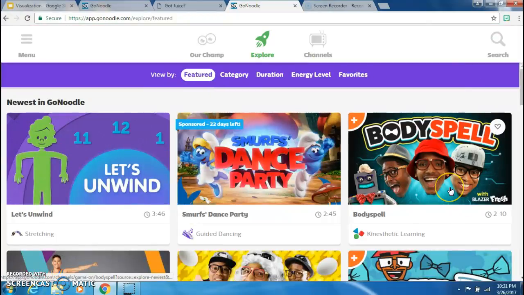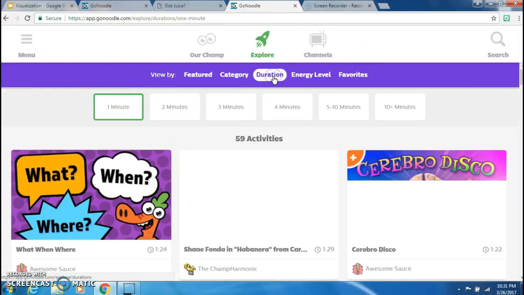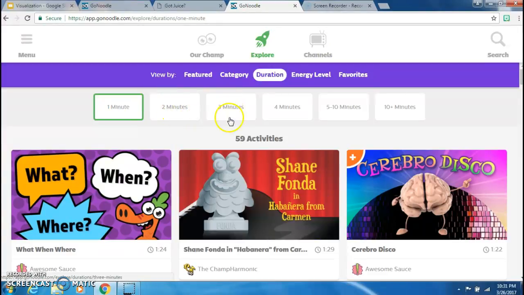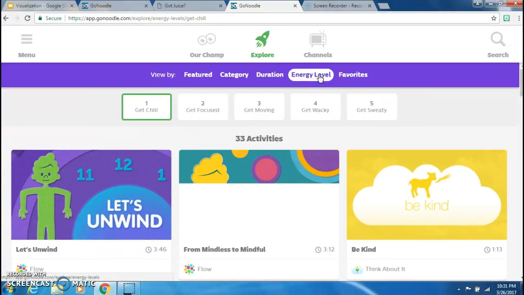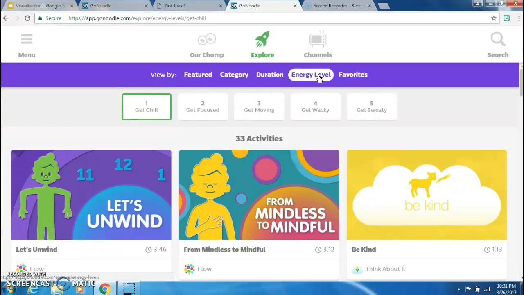Once you hit play and you go in, the idea behind this is that you can choose from different varieties of activities that students can do. You can choose activities that take a certain amount of time and that have different energy levels. So these are opportunities to either get chilled out, to get focused, to get moving, get whacked, or get sweaty. So overall, this is an excellent example of a well-organized website.